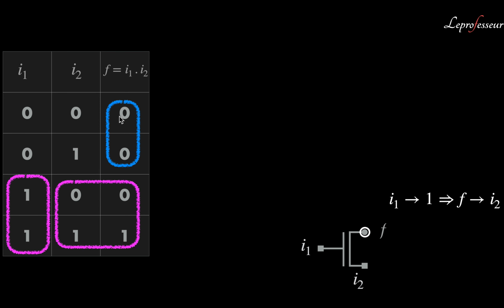Good. So we have covered half of the truth table. Now let's look at the second half of the truth table. In the second half, we clearly see that irrespective of I1 and I2, provided that I1 is 0, the F output is 0.